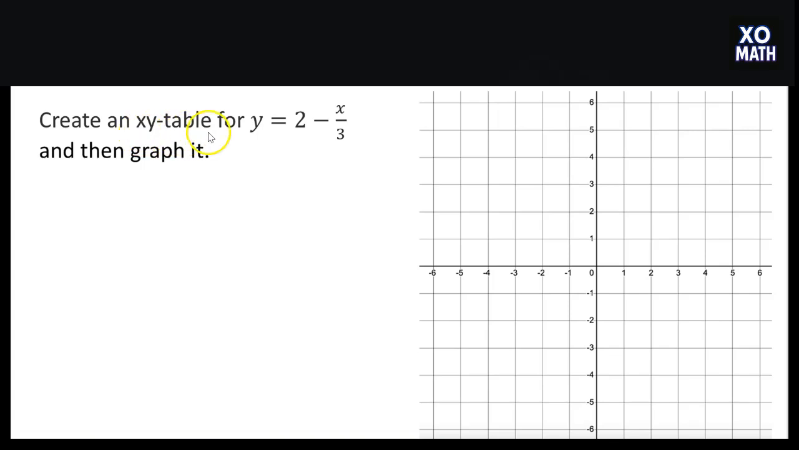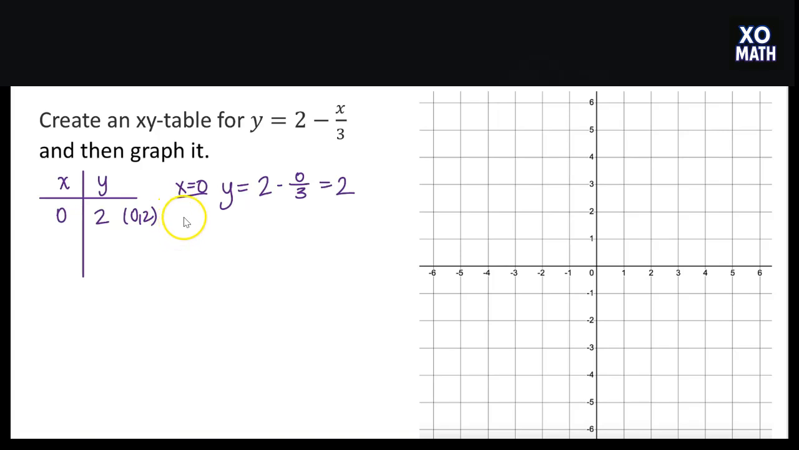In this example, we'll create an xy table for y equals 2 minus x over 3, and then graph it. So our t-chart here will have x and y. I am still going to go ahead and start by letting x equal 0. So if x is equal to 0, I have y is equal to 2 minus 0 divided by 3. Well, 0 divided by 3 is 0, so I end up with just 2. So I have 0, 2 as a coordinate point on my line.